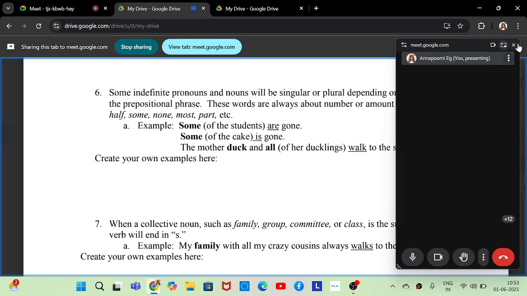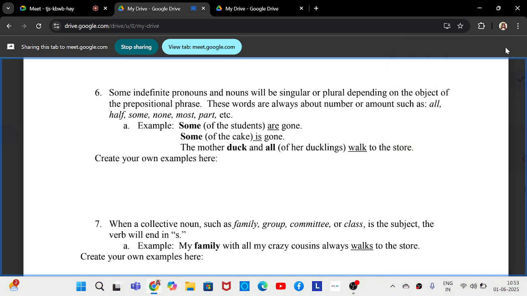Some of the students are eating lunch. Okay, very good. Some of the students are eating their lunch. Good, good. This is how we have to form sentences.